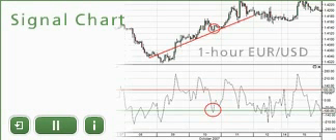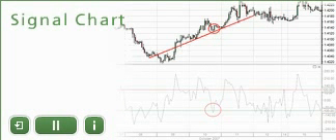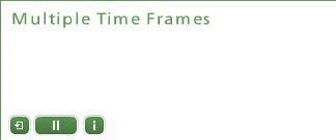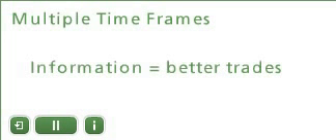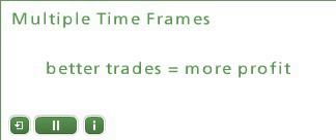Seeing the trading signal generated on the signal chart line up so well with the trend on the trend chart and the currency movement on the timing chart should give you increased confidence in the probability of your trade making you money. Using multiple time frames provides you with more accurate trading information. Better information leads to better trades. Better trades lead to more profits and a happier you.